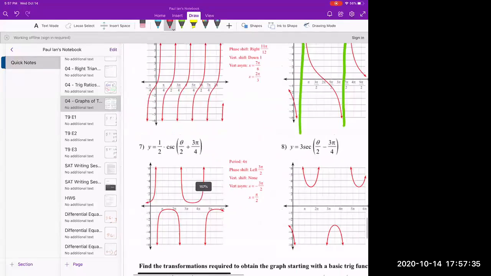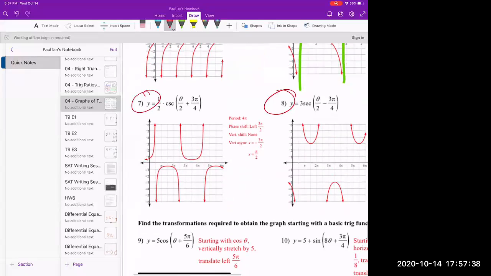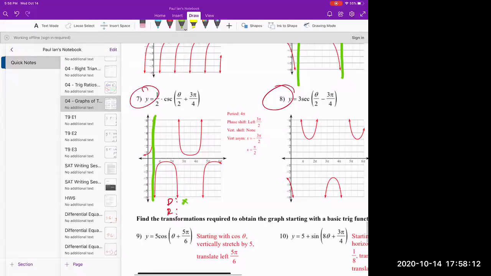Okay, so 7 and 8. For this one, what is the domain first? Those are the asymptotes, right? I think this is pi over 2, and then this is 3 pi plus pi over 2, so 5 pi over 2, something like that. So it can't be pi over 2, 5 pi over 2, and so on and so forth.